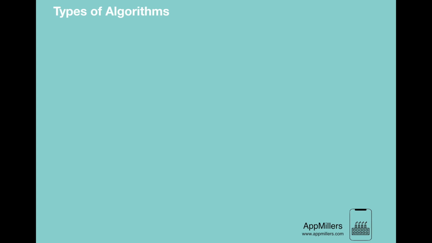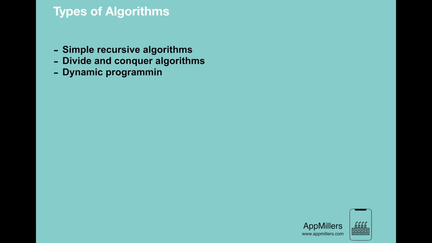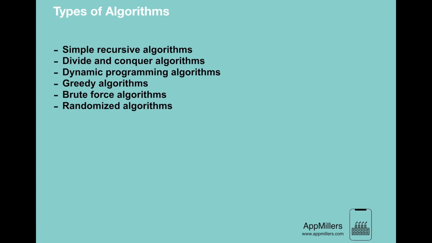Based on these criteria, algorithm types can be simple recursive algorithms, divide and conquer algorithms, dynamic programming algorithms, greedy algorithms, brute force algorithms, and randomized algorithms. Okay, let's see what these algorithms are about. The first type is simple recursive algorithms.